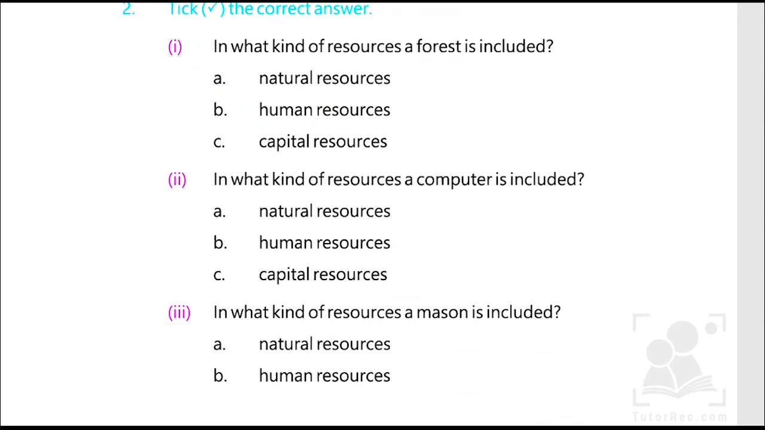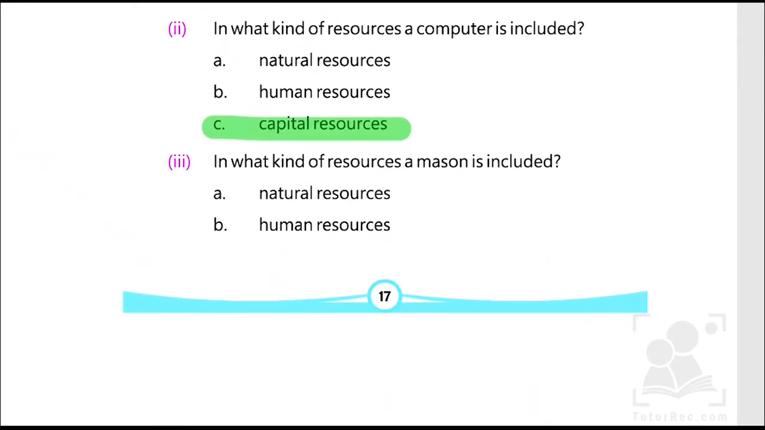Then we have to choose the correct answer. Let's find in what kind of resources a forest is included: natural, human, or capital. We know that forest is basically related to nature, so natural resources is the correct answer. Let's highlight it. Next, in what kind of resources a computer is included. Since we can use a computer to earn an income, it is a capital resource. Lastly, in what kind of resources a mason is included? A mason is a person who constructs buildings, so it is again a human resource. Let's move ahead.